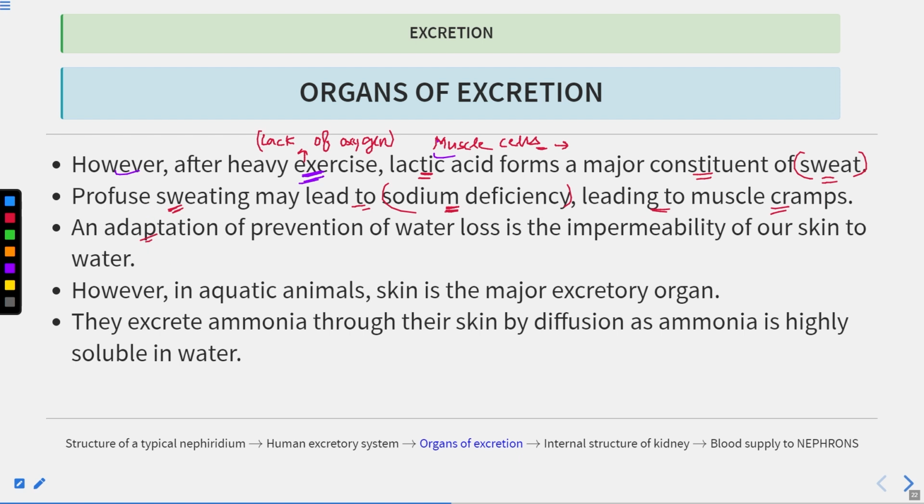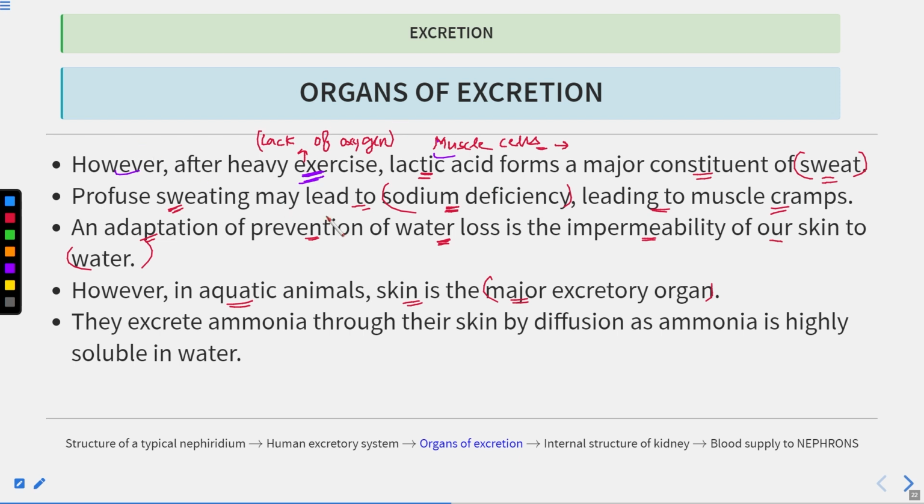Now what happens? An adaptation for prevention of water loss is the impermeability of our skin to water. So the human skin is impermeable to water. If you talk about some other organisms, such as aquatic animals, there the skin is the major excretory organ. But in humans, skin is not the major excretory organ. It is some other organs such as the kidney.